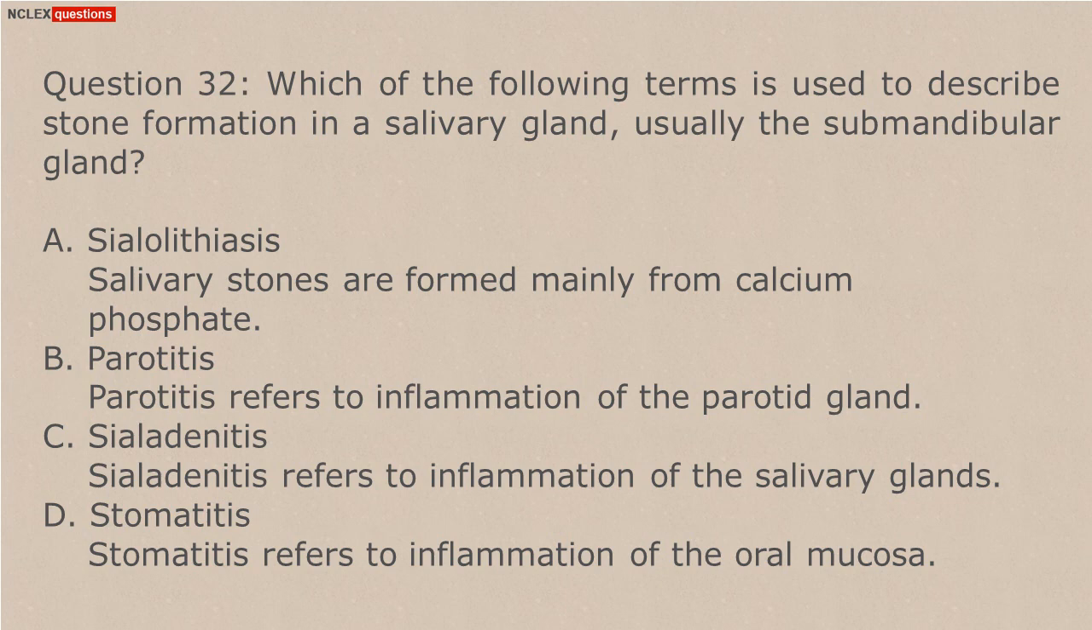Question 5. The patient with which of the following characteristics is considered high risk for the development of infective endocarditis? A. Complex cyanotic congenital malformations. The patient who has complex cyanotic congenital malformations is at high risk for the development of infective endocarditis.